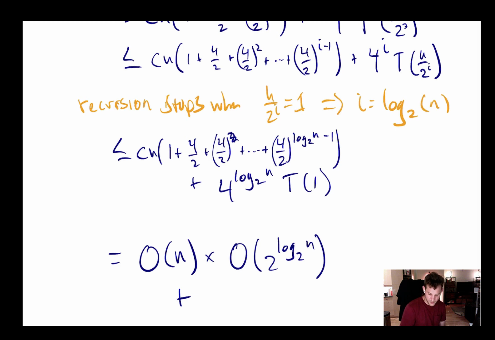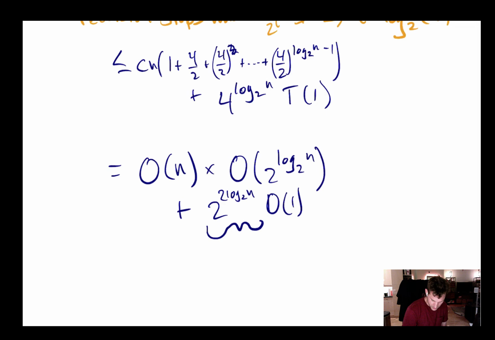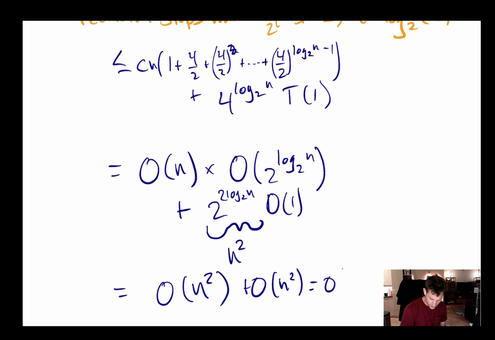Plus second term. Well, what's 4 to the log base 2 of n? Turns out you can write that as 2 to the 2 log base 2 n times O of 1. T of 1 is O of 1, right? And of course, this thing right here is just n to the 2. You can just pull down the log base 2 of n and just leave n squared there. So the whole thing equals O of n squared. I get O of n squared because this term, 2 to the log base 2 of n, is just n. So we have O of n times O of n plus this n squared term times O of 1. So it's plus O of n squared, which equals O of n squared. So the final computation is on the order of n squared.